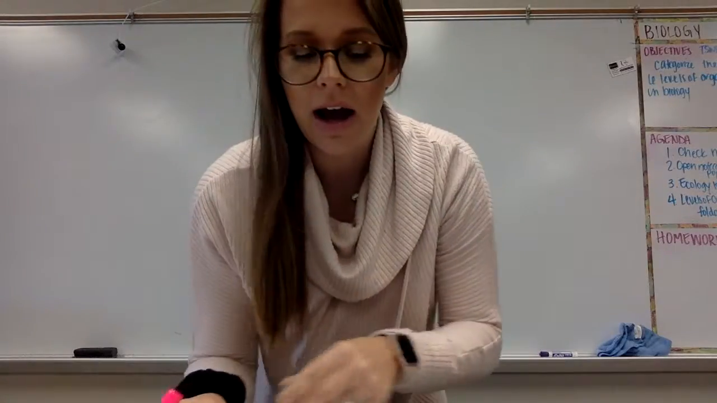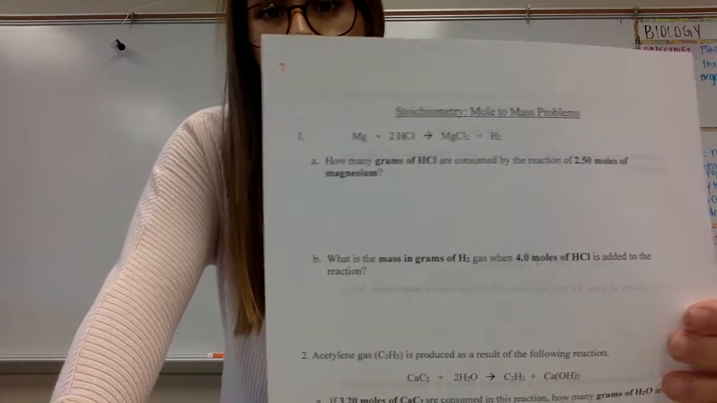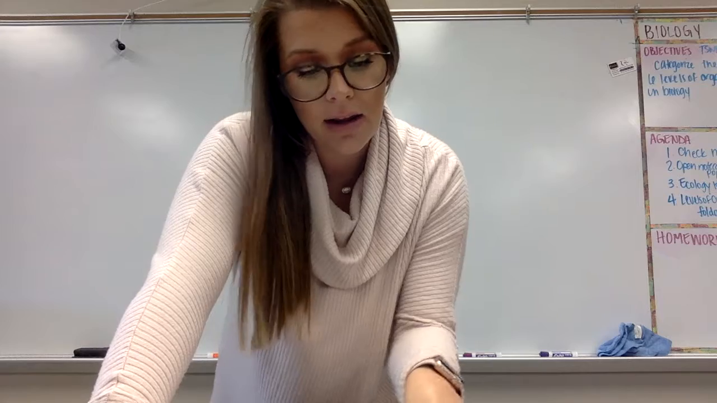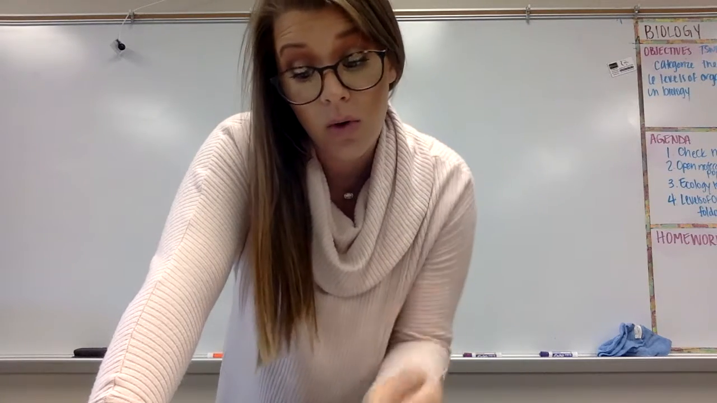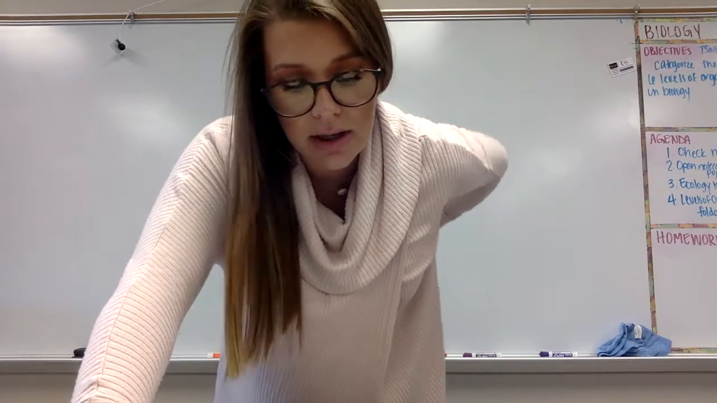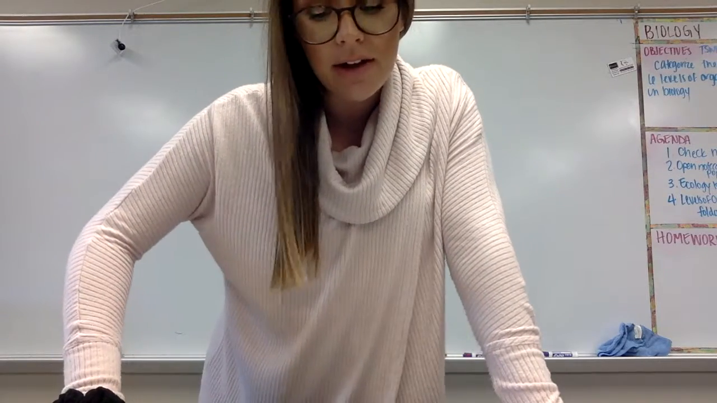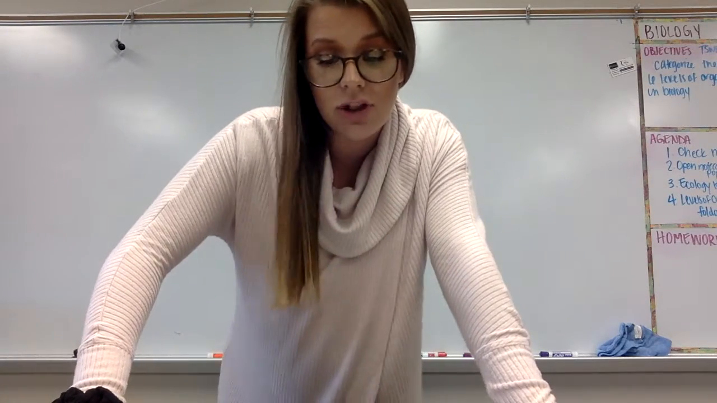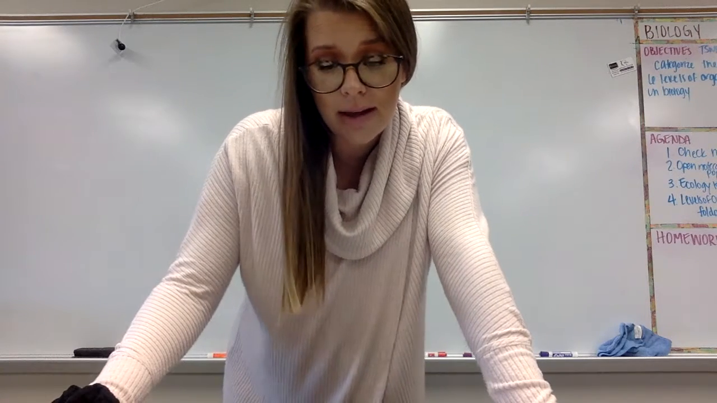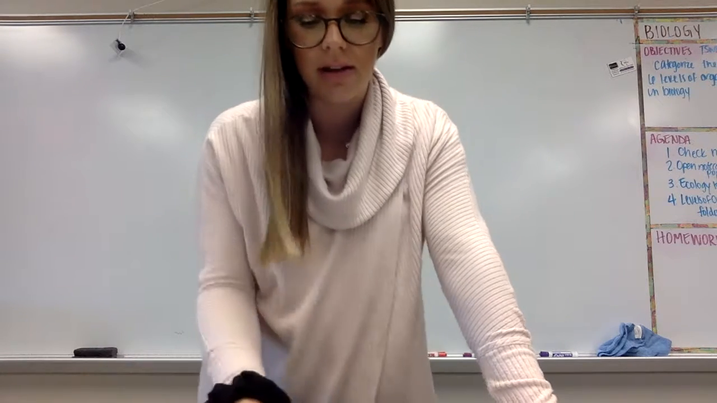Okay, so I am going to have you take this worksheet, and I'm going to do this first one with you. So I have taken the liberty of bolding what you're supposed to underline and what you're supposed to circle. So if you look, it gives you the equation above, and it says how many grams of hydrochloric acid are consumed by the reaction of 2.5 moles of magnesium. So we're given 2.5 moles of magnesium, so that's what you would underline. And then it's asking for grams of HCl.